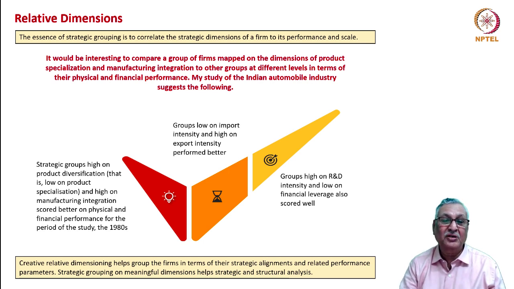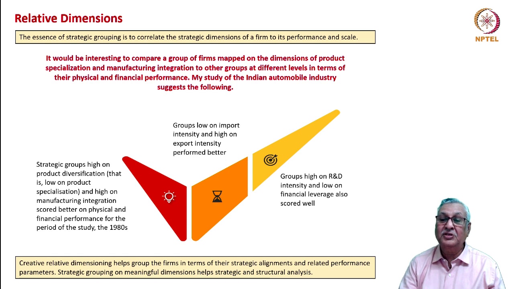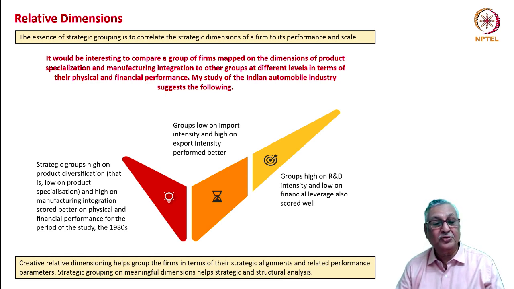My study of the Indian automobile industry suggests the following. For example, I'm just giving a small glimpse. Strategic groups that are high on product diversification, that is low on product specialization, and high on manufacturing integration, scored better on physical and financial performance for the period of the studies, the 1980s. Groups low on import intensity and high on export intensity performed better. Groups high on R&D intensity and low on financial leverage also scored well.